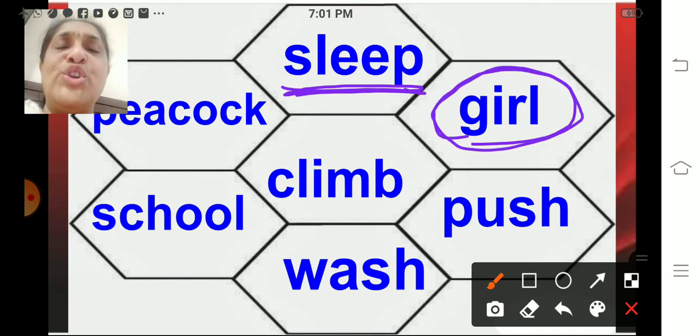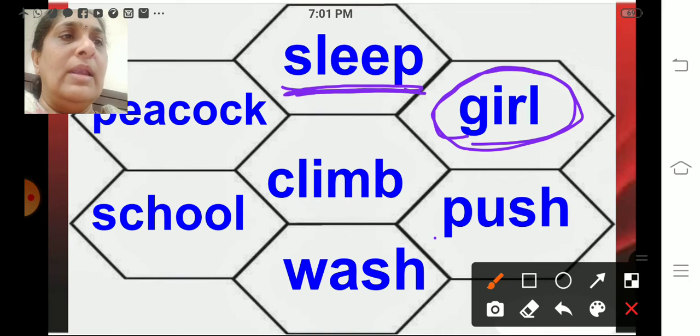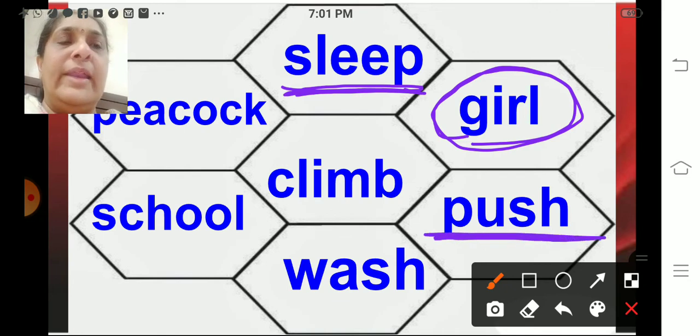Okay. Push. Is it a noun or a verb? Push. It's a verb. So you will underline it. Okay. Wash. Is it a noun or a verb? Verb. Correct. So underline it.